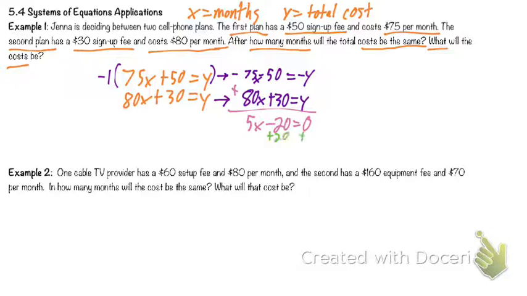Yeah, I think that's a great math move. Adding 20 to both sides there. -20 plus 20 is 0. And now we have 5x equals 20. So we have our x closer to being by itself.